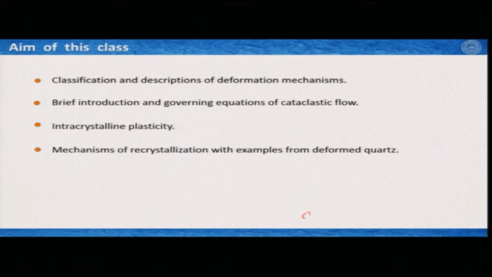Now this lecture, as I said at the very beginning, we will classify the deformation mechanisms, and then we will mostly spend the entire time on discussing the different processes of cataclastic deformation or brittle deformation. Mostly we will focus on the micro scale processes or grain scale processes. So before we jump into the actual processes and classifications, let us have some basics.